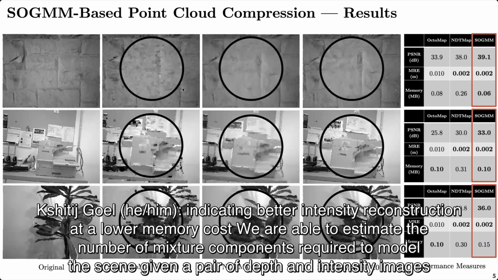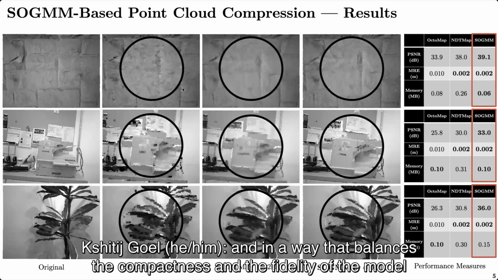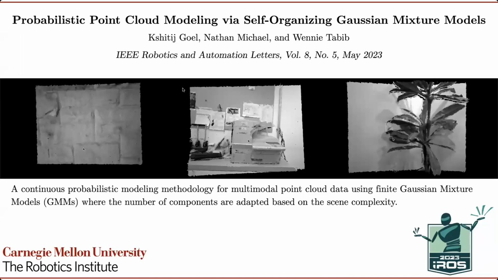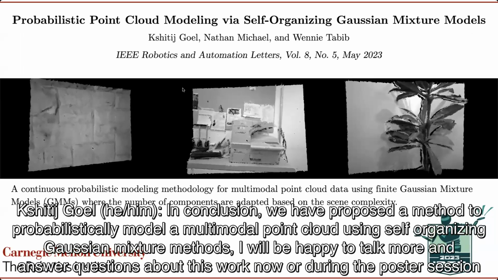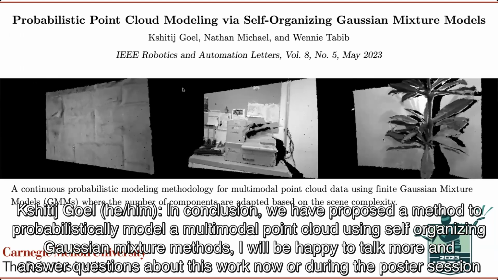We are able to estimate the number of mixture components required to model a scene, given a pair of depth and intensity images, and in a way that balances the compactness and the fidelity of the model. In conclusion, we have proposed a method to probabilistically model a multimodal point cloud using self-organizing Gaussian mixture models.